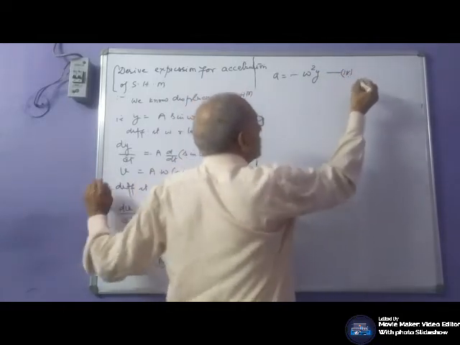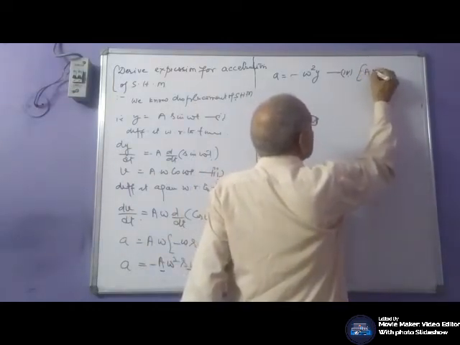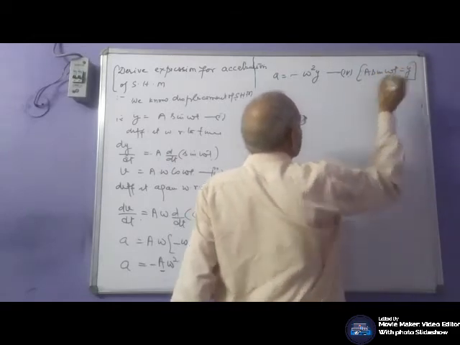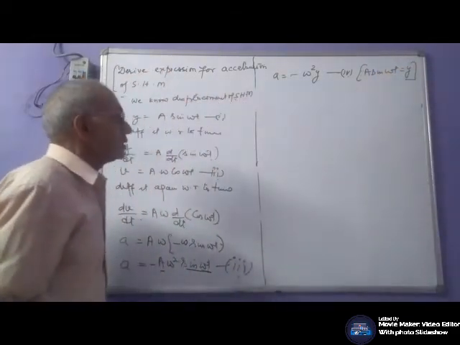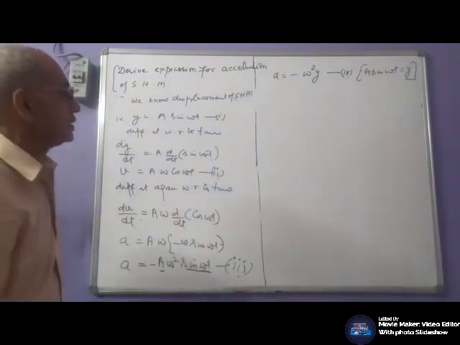Fourth, why? Because A sin omega t is y. The equation was there. So this is the expression for acceleration of S.H.M.